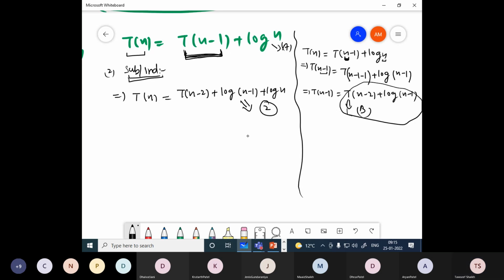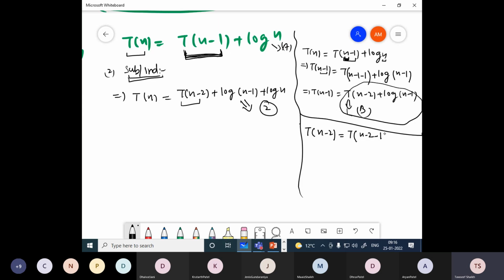Okay. So now, in order to solve it further, because in the substitution method we keep on resubstituting the value of T, the next term will be to find the value of T of n minus 2. Now to find the value of T of n minus 2, what we need to do is to put the value of n minus 2 in place of n. That is the only thing we need to do. So T of n minus 2 will be equal to T of, in place of n, it will be n minus 2 in this equation.